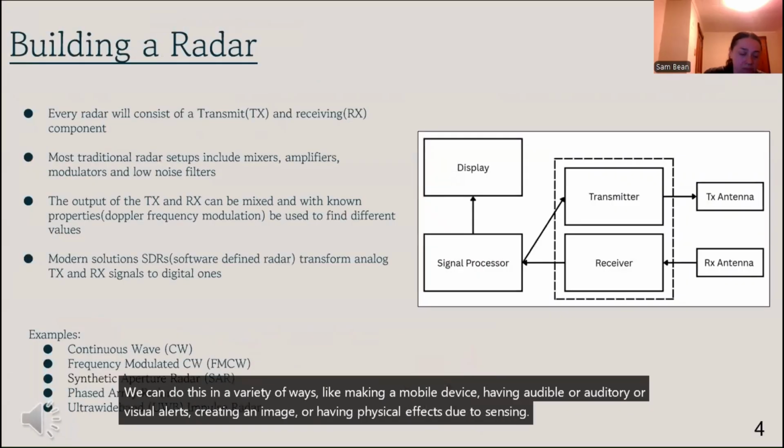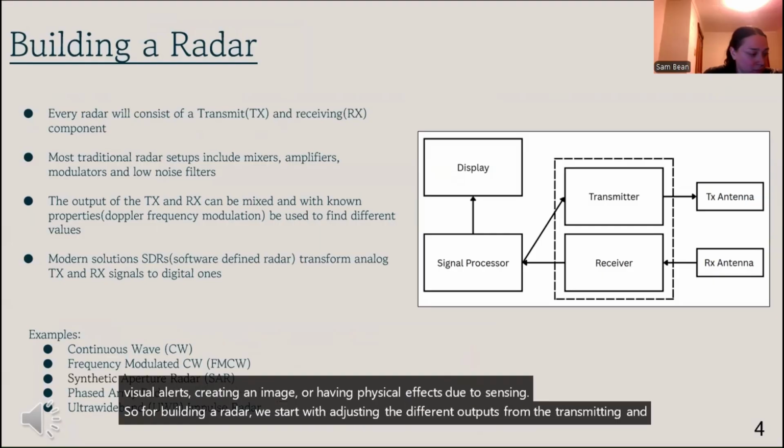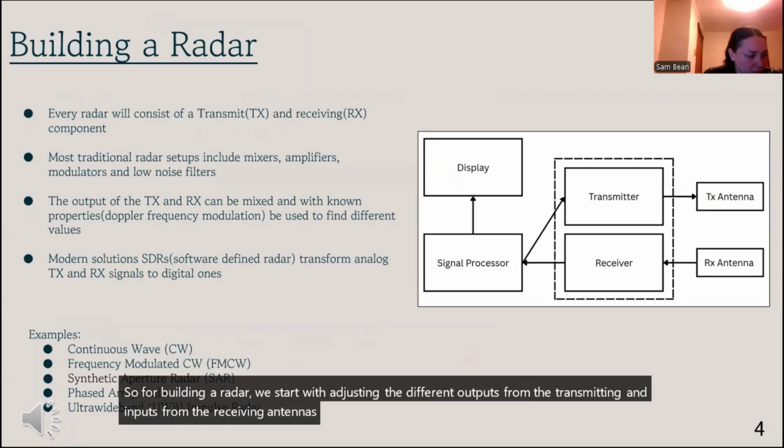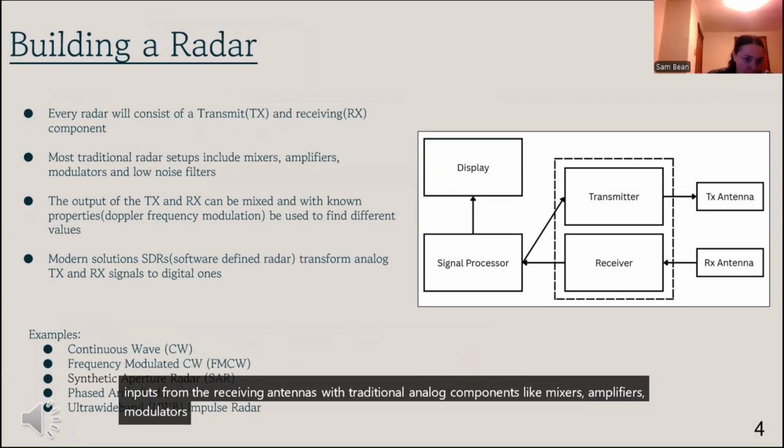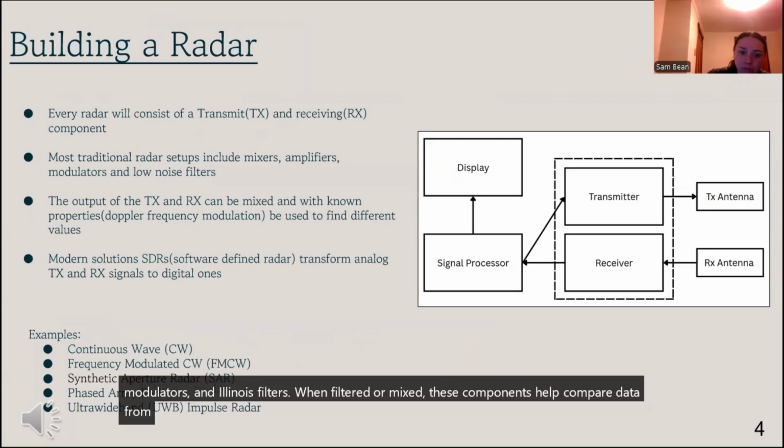So for building a radar, we start with adjusting the different outputs from the transmitting and inputs from the receiving antennas with traditional analog components like mixers, amplifiers, modulators, and noise filters. When filtered or mixed, these components help compare data from the antennas into different components of real-world objects.